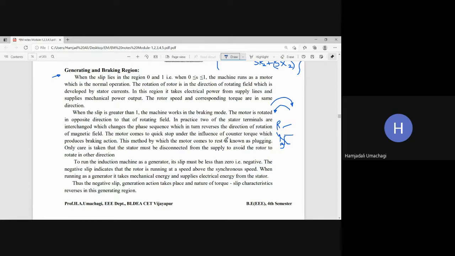When the motor comes to rest in this way, it is known as plugging or braking condition. Only care is taken that the stator must be disconnected from the supply to avoid the rotor rotating in the other direction.